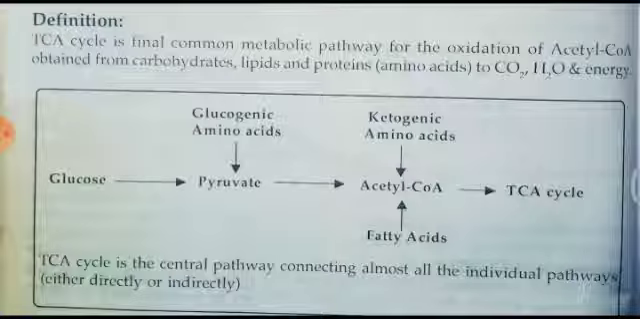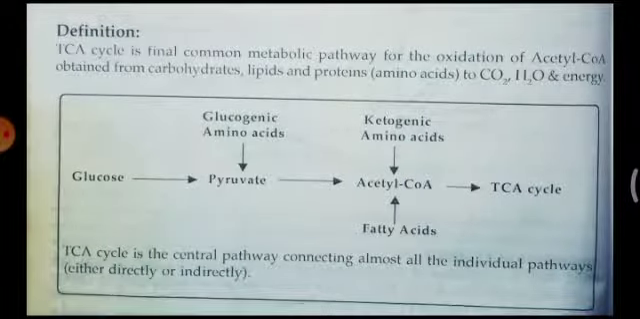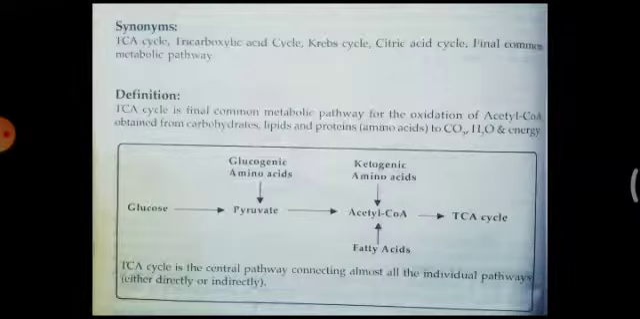In this, you can see the carbohydrate glucose and then the proteins, glucogenic and ketogenic amino acids, entering through either pyruvate or acetyl CoA, and fatty acids by beta oxidation converting to acetyl CoA. This acetyl CoA obtained from carbohydrates, proteins, and lipids enters the Krebs cycle or TCA cycle. TCA cycle is the central pathway connecting almost all individual pathways, either directly or indirectly. Hence, all the three major biomolecules enter the TCA cycle.